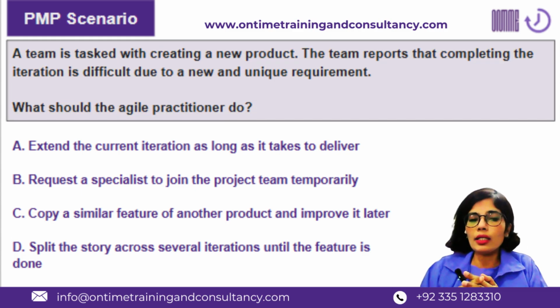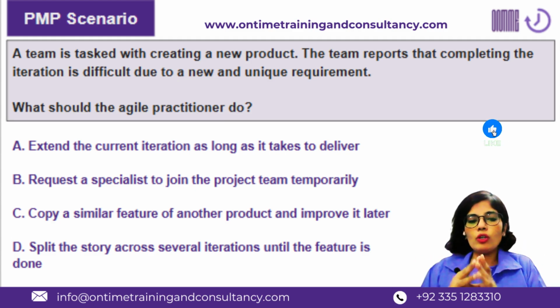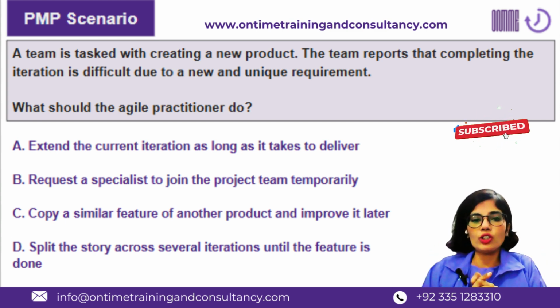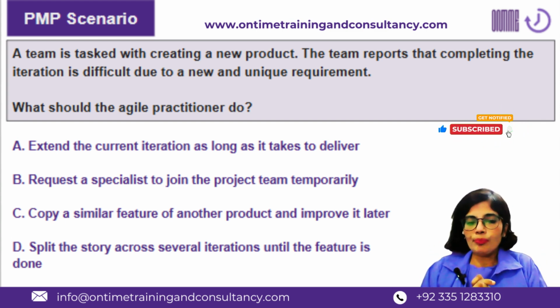Option A, extend the current iteration as long as it takes to deliver. Option B, request a specialist to join the project team temporarily. Option C, copy a similar feature of another product and improve it later. And option D, split the story across several iterations until the feature is done.